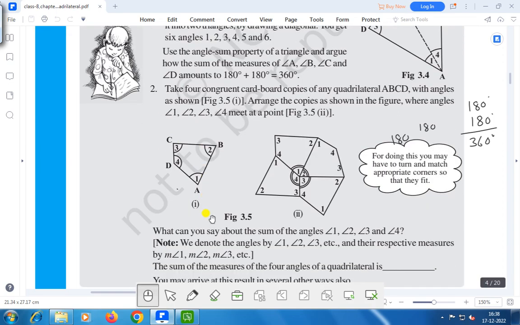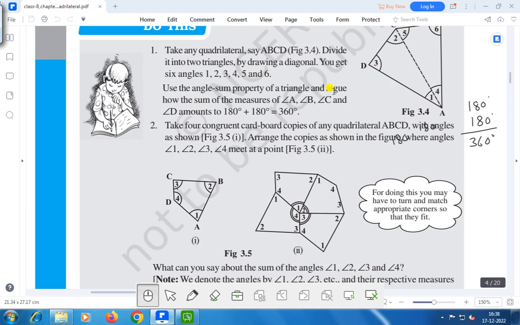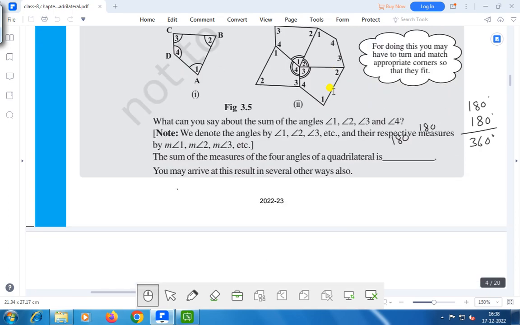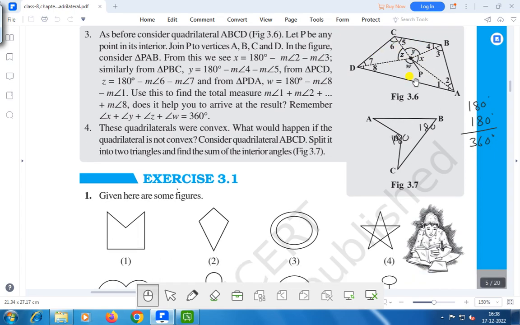Here we have seen some results also in the same way. Here is a cardboard, and if we put the cardboard in this way, we get the interior angles: angle 1 plus angle 2 plus angle 3 plus angle 4, and this is always 360 degrees, right? You see, this is 360. That means the sum of the angles of a quadrilateral is always 360 degrees, right? Here also in this case, you see that angle x plus angle y plus angle z plus angle w is also 360 degrees, right? That means these quadrilaterals were convex.